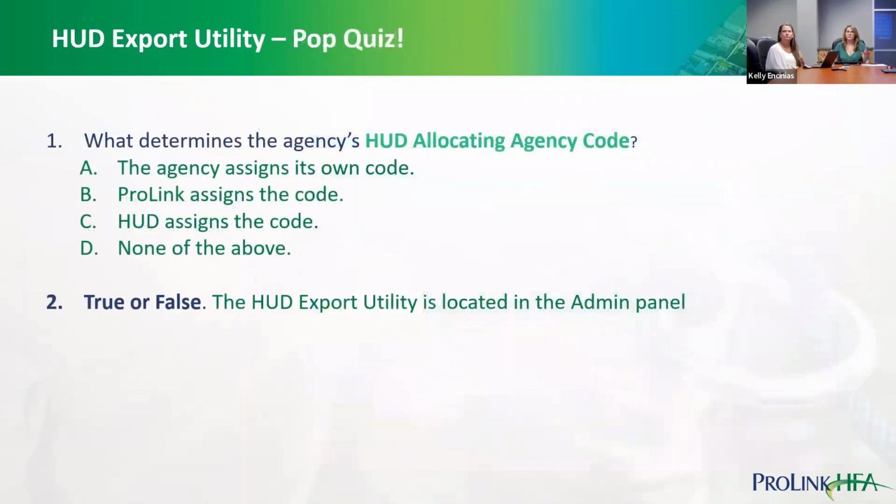Okay, so now we have a pop quiz. These are the questions we're going to ask you. And I believe that Ryan and Sam are going to post a poll. There we go. So what determines the agency's HUD allocating agency code? It's one option. How do you get that? You can click on there and answer that question.